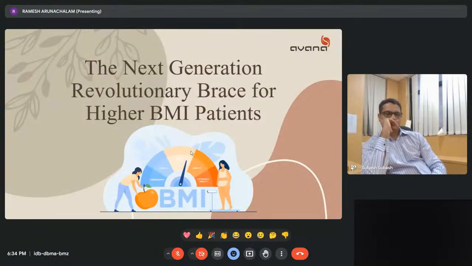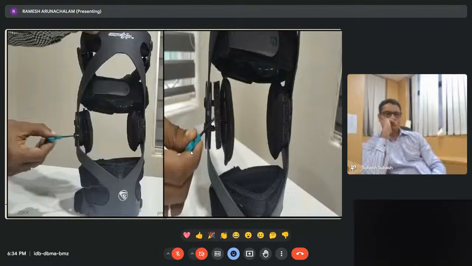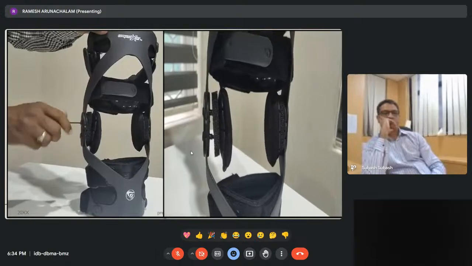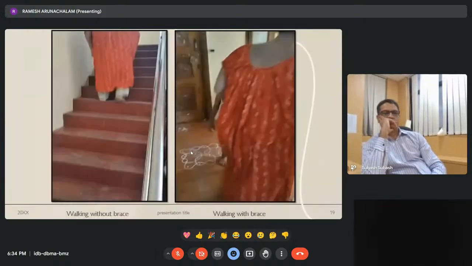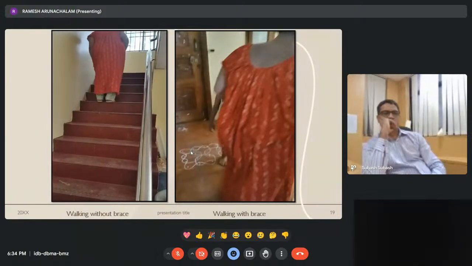Another brace is also available. If patients have a slightly higher BMI, this type of brace sometimes helps, and if there is a ligament injury along with the osteoarthritis, this type of brace will help. Offloading can be done with the Allen keys, and it offloads on both sides. You can see this patient struggling to walk on the staircase.